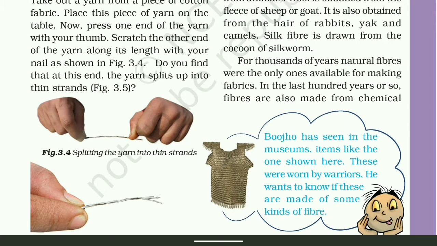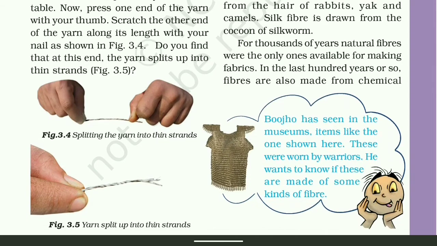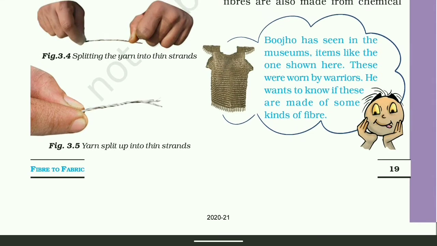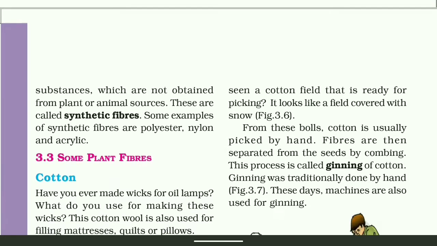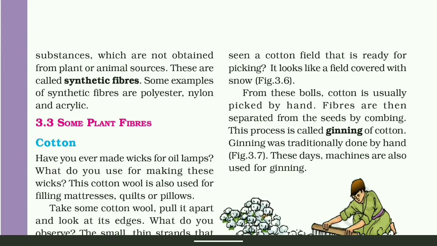For thousands of years, natural fibers were the only ones available for making fabrics. In the last 100 years or so, fibers are also made from chemicals. Boojho has seen in the museum items like the one shown here. These were worn by warriors. He wants to know if these are made of some kind of fiber. Substances which are not obtained from plant or animal sources are called synthetic fibers.